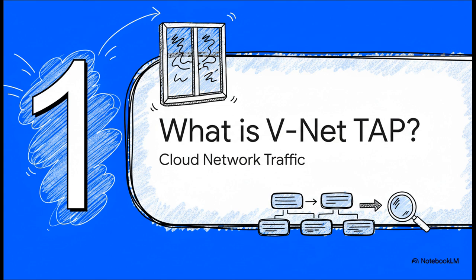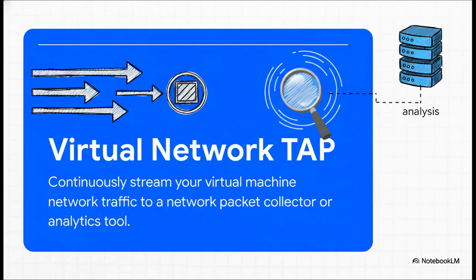So let's start with the basics. What is this thing exactly? At its core, a virtual network tab, and tab stands for Terminal Access Point, is an Azure feature that lets you create a continuous, mirrored stream of your virtual machine's network traffic. The magic word here is copy. This whole process doesn't interrupt or slow down your live production traffic at all. It just makes a perfect duplicate and sends it off for you to analyze.